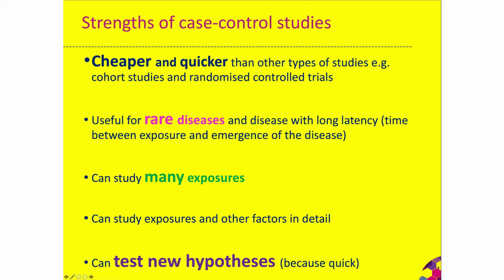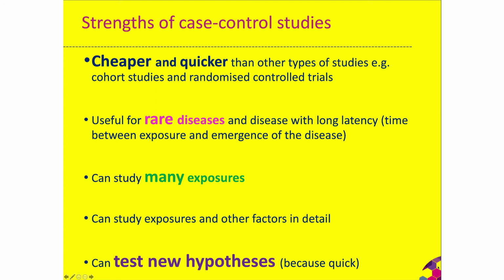So what are the strengths of case control studies? They're cheaper and quicker to do than other types of studies, cohort studies and randomized controlled trials. They're generally slightly more expensive than cross-sectional studies, though it depends on the size and the duration of the cross-sectional study. But they're definitely cheaper and quicker than cohort studies and randomized controlled trials.